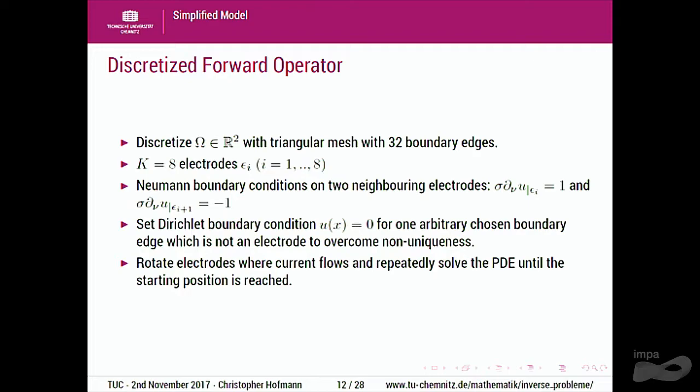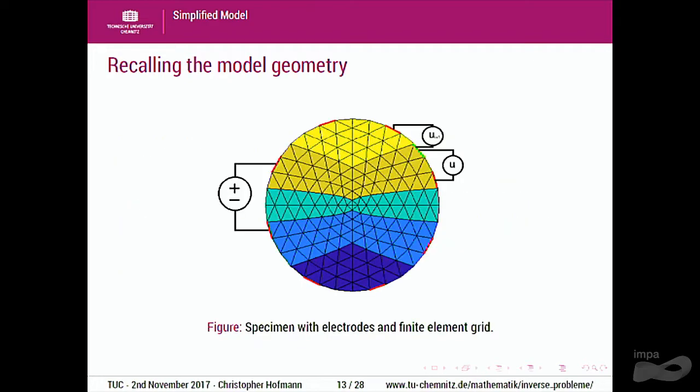So we then have this sample, and we rotate the electrodes to get further measurements. Again, as we can see here, these are the Neumann boundary conditions where we add current. We take measurements on the red electrodes as well. This is our Dirichlet boundary condition.